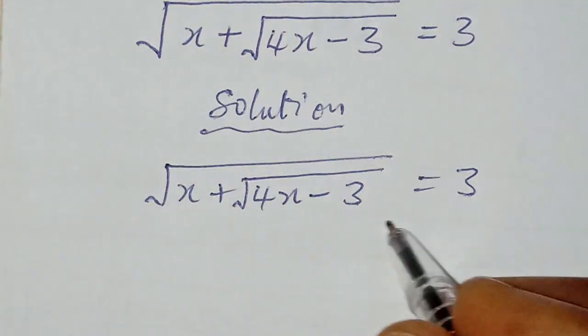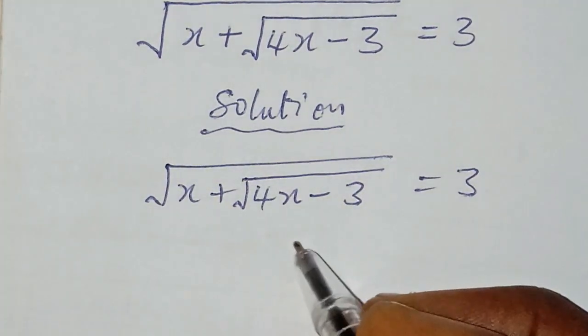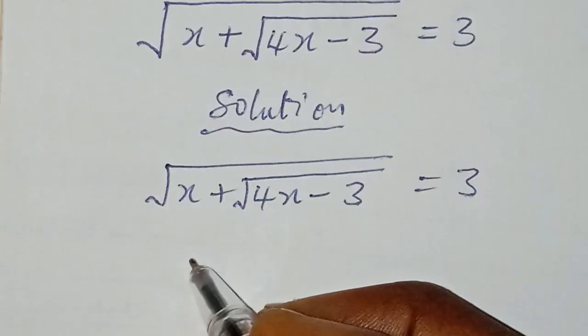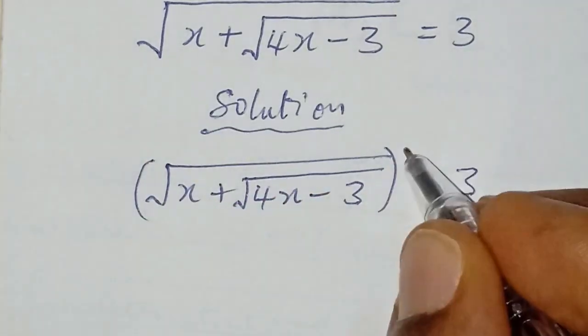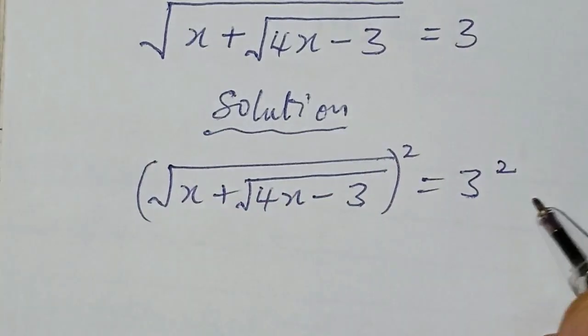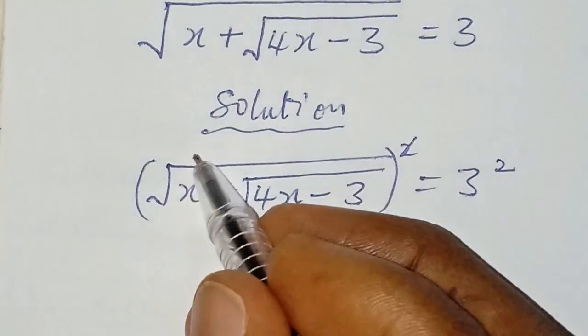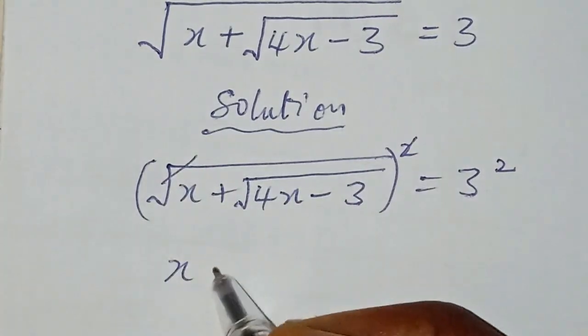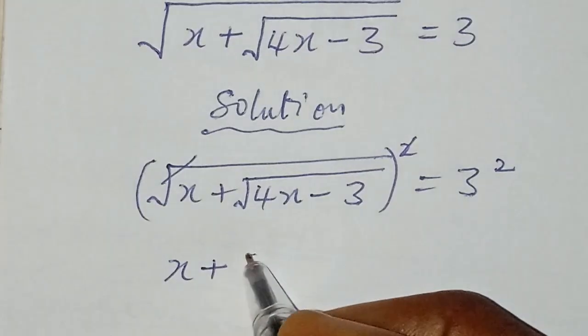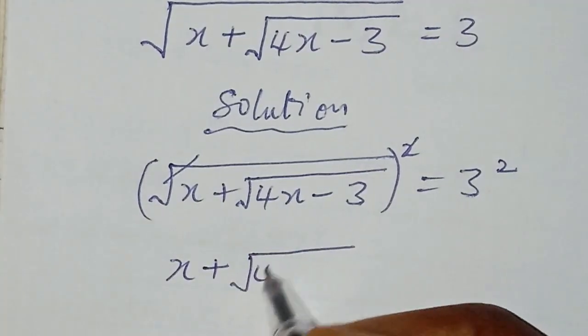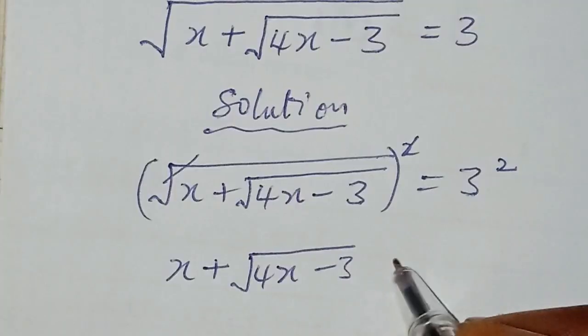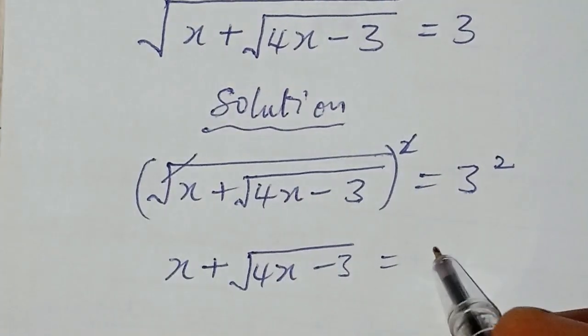And here, first thing, we have to square both sides. We have squared and squared. So this square will take out the square root, and we have x plus the square root of 4x minus 3, and this will give us 9.